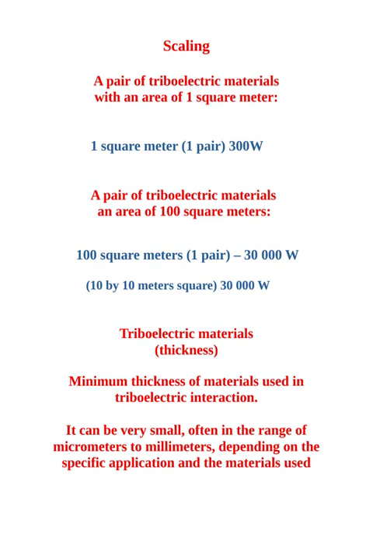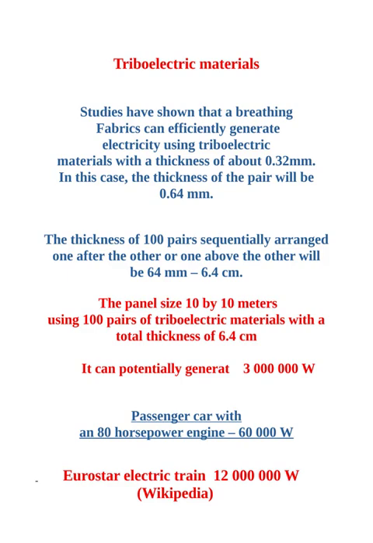Triboelectric materials, thickness. The minimum thickness of materials used in triboelectric interaction can be very small, often in the range of micrometers to millimeters, depending on the specific application and the materials used. Studies have shown that even breathing fabrics can efficiently generate electricity using triboelectric materials with a thickness of about 32/100ths of a millimeter. In this case, the thickness of the pair will be 64/100ths of a millimeter.